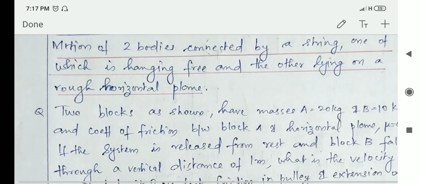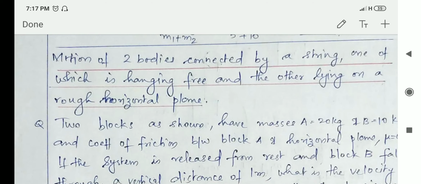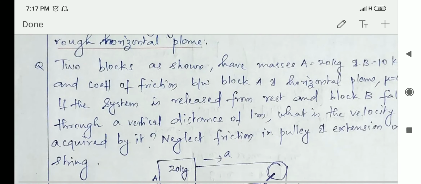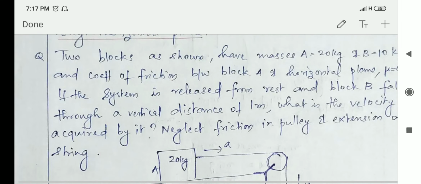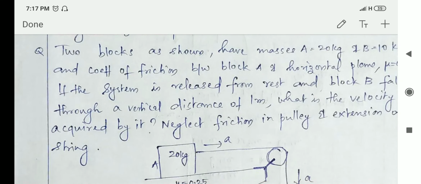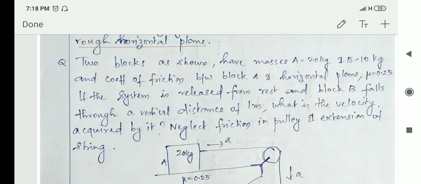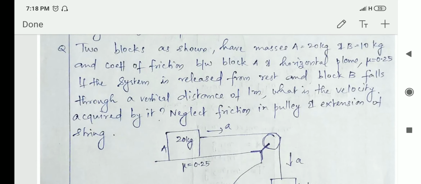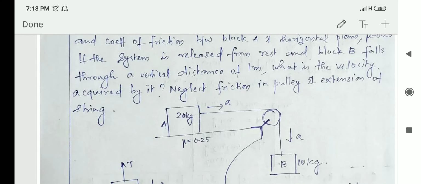Now the next section is motion of two bodies connected by a string, one which is hanging free and the other lying on a rough horizontal plane. So we'll directly go to a problem. Two blocks as shown have mass A equal to 20 kg and B equal to 10 kg, and the coefficient of friction between block A and the horizontal is mu equal to 0.25. If the system is released from rest and block B falls through a vertical distance of 1 meter, what is the velocity acquired by it? Neglect friction in the pulley and extension of the string.